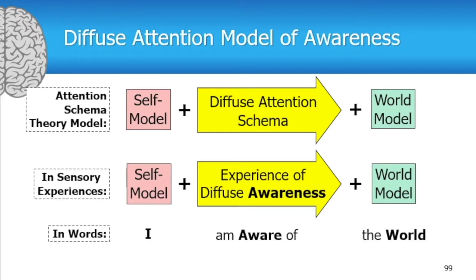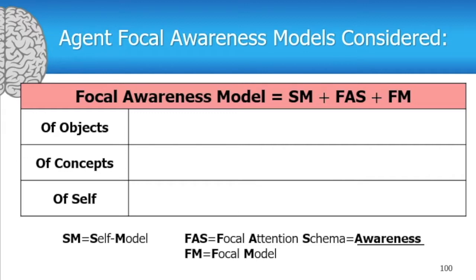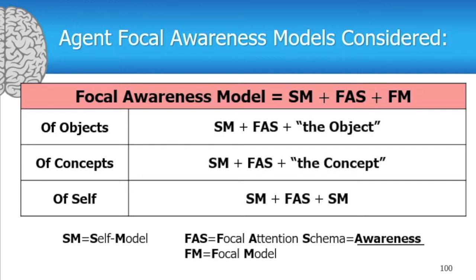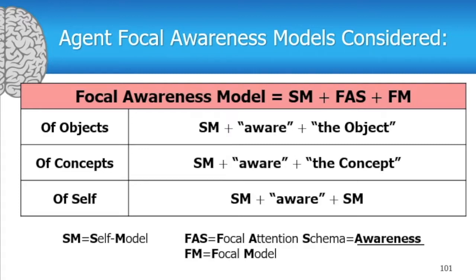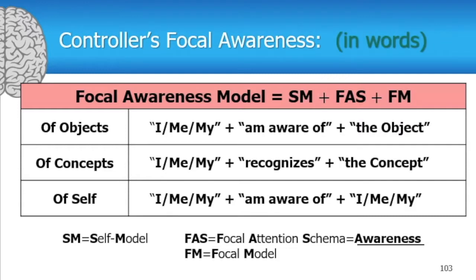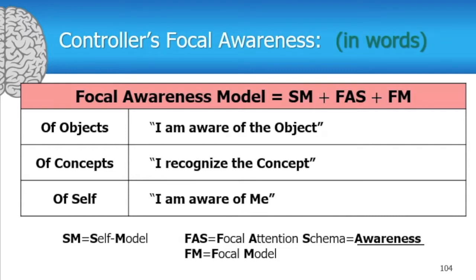Let's apply this focal awareness model to objects, concepts, and to the self itself. So here are the models of focal awareness for objects, concepts, and the self itself. Attention schema theory says the focal attention schema is awareness. Now, awareness of a concept is really recognizing that it is a known concept. So we have the self model aware of the object, the self model recognizes the concept, and the self model is aware of the self model. Now let's apply this to model the controller using the conceptual I me my part of the controller self model. We then get awareness expressed in the words, I am aware of the object, I recognize the concept, and I am aware of me.